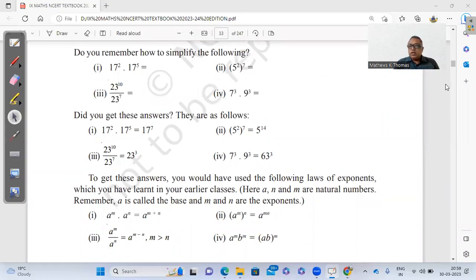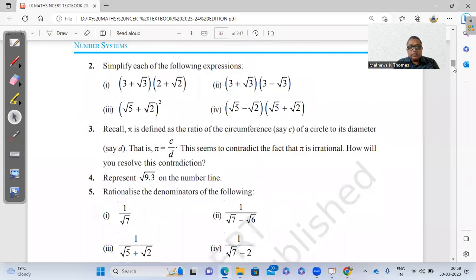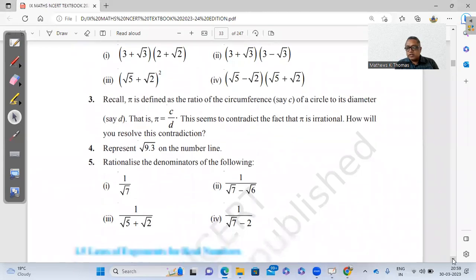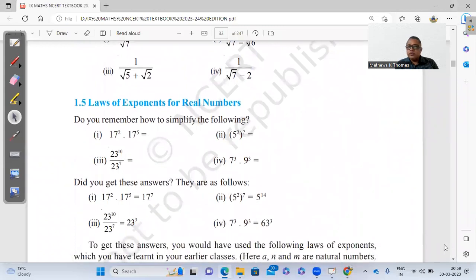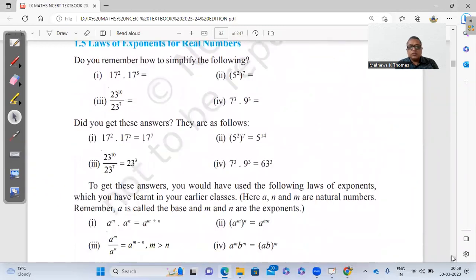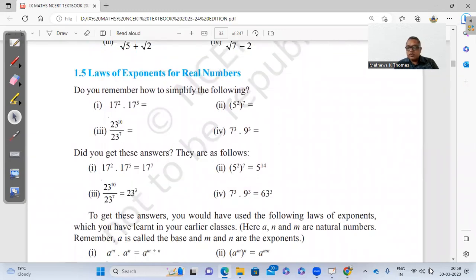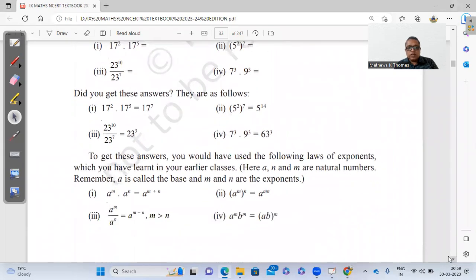Now we come to the last exercise of chapter 1, that is based on the laws of exponents, right? So laws of exponents you have done in the earlier classes. So this is going to be an easy exercise for you based on the basic laws. So for those who have forgotten, just for revision, let me go through the laws of exponents.